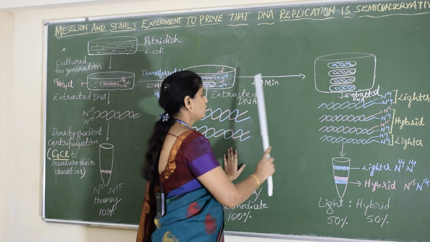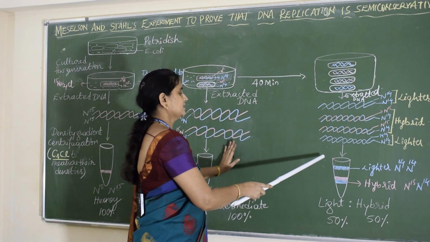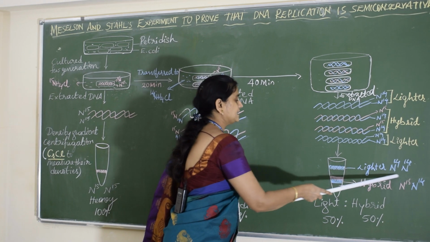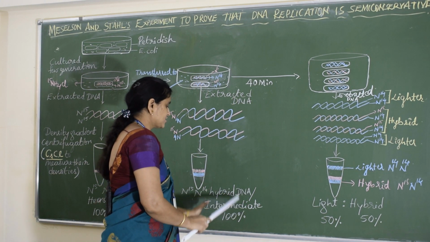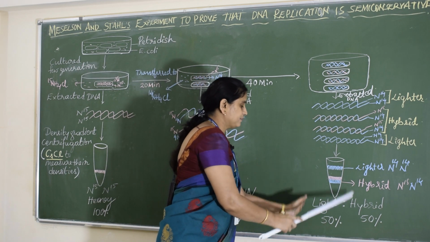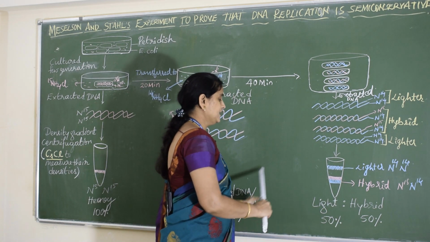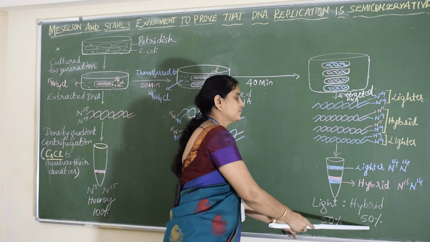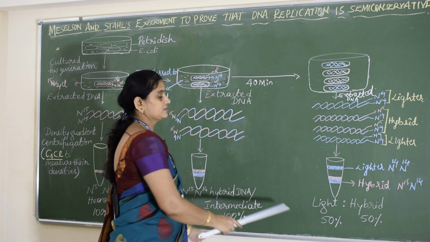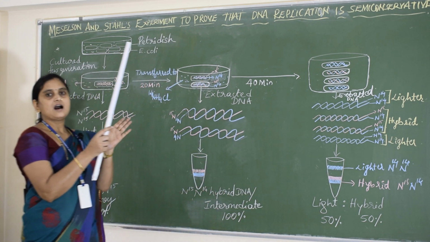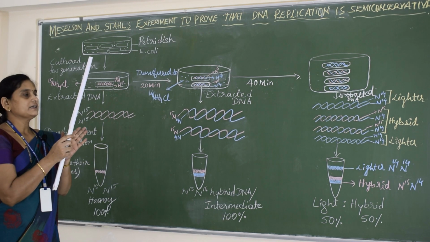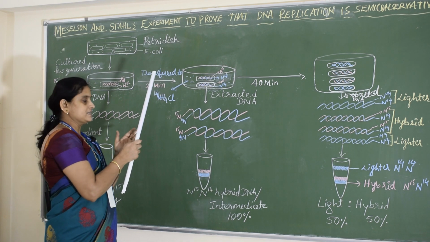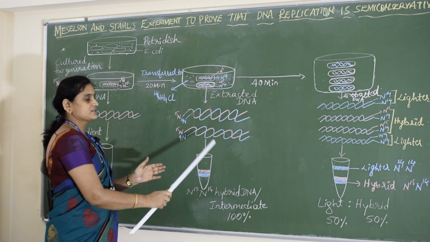Then similarly, in the next generation, there is 50% hybrid DNA and 50% lighter DNA. Once again, 50% of the hybrid DNA is retained. So 100% hybrid DNA is reduced in the next generation to 50%, and the remaining 50% will be lighter DNA. So this is what it indicates: after one generation, the heavier or hybrid DNA is reduced to 50%.